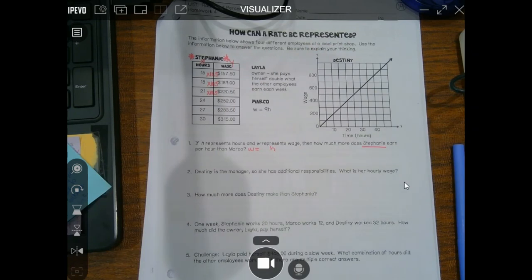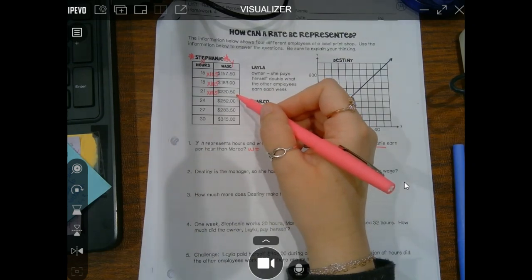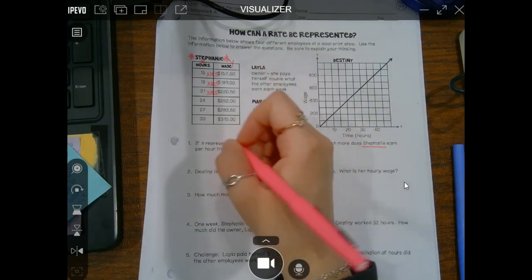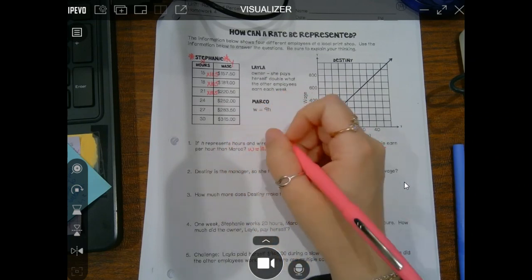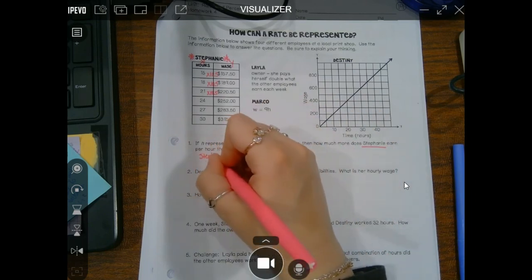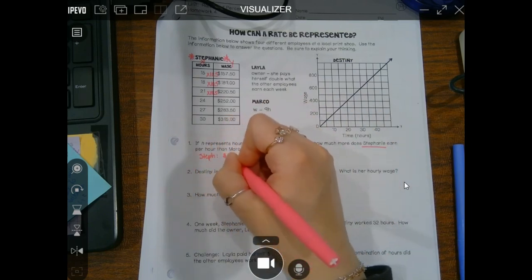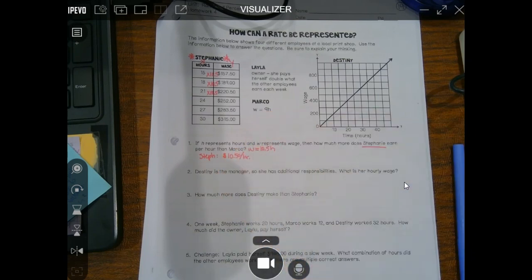Let's do 21 times 10.5. Does that hold up? Yeah, that equaled 220.50. So that means for Stephanie, hers is 10.5 times H, okay? So her rate, Stephanie, is $10.50 per hour, right? Okay, that's her rate. This problem wanted you to compare her to Marco.